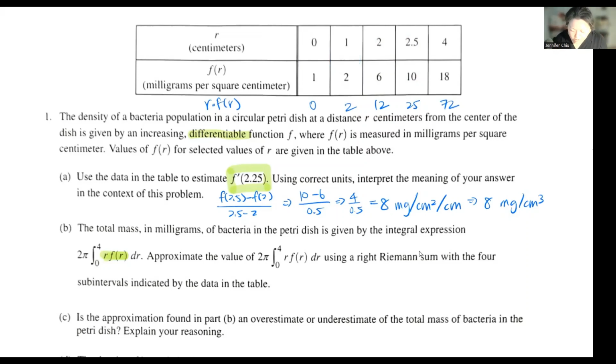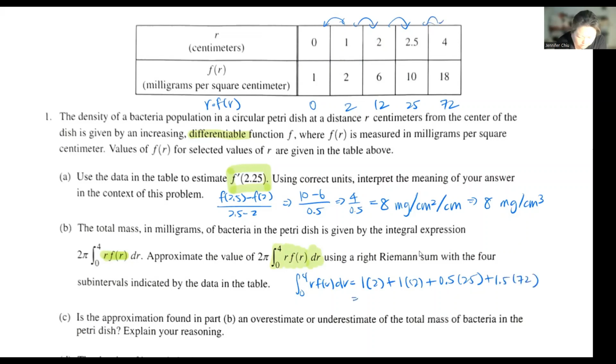Okay, there's my new row there. It's a lot easier. It wants me to use a right Riemann sum, so RRAM, to estimate this integral here, because I don't have a function. Right means that I don't use the first value. Looking at the distance between these two, that's 1. So the integral from 0 to 4 of r f of r dr is equal to 1 times the right endpoint, which is 2, plus the width of 1 again, and then the right endpoint is 12. Then between these two, the difference is 0.5, with right endpoint 25. And last but not least, the difference between these two is 1.5 times the endpoint of 72.